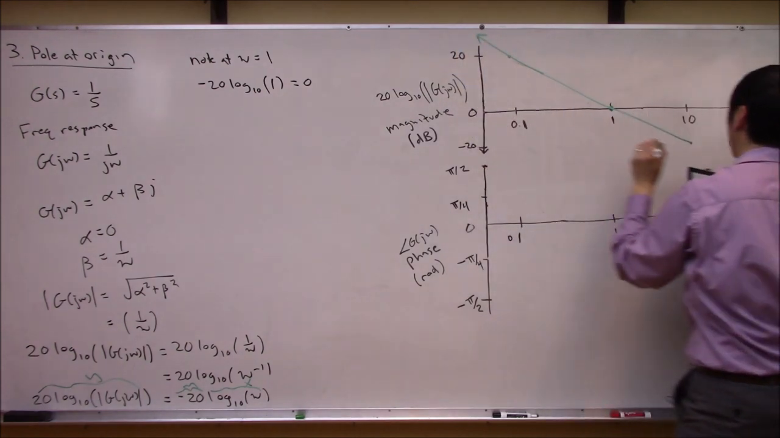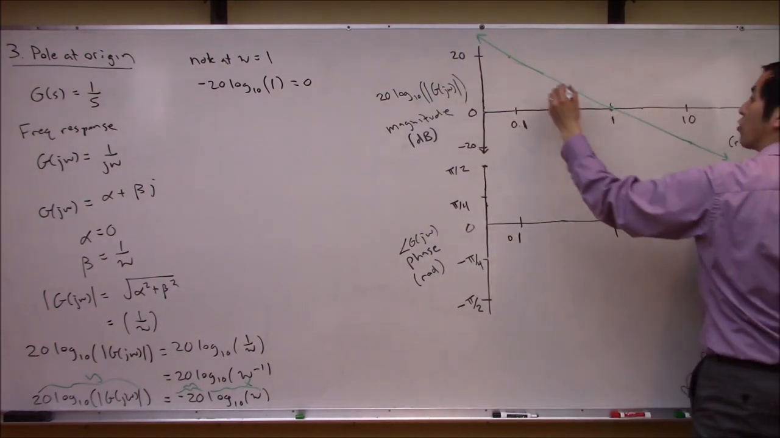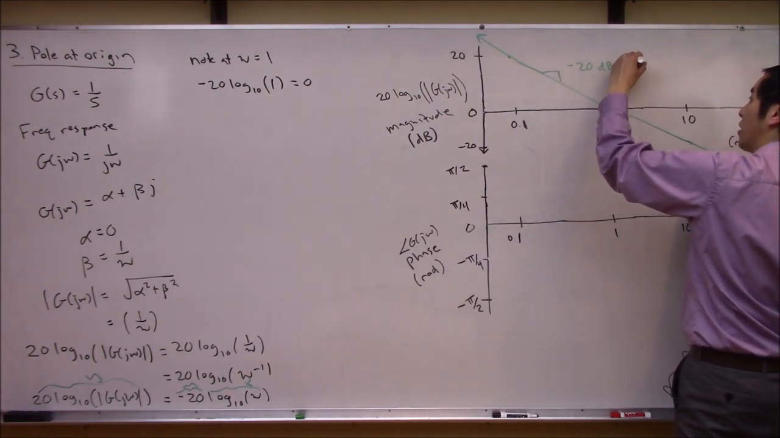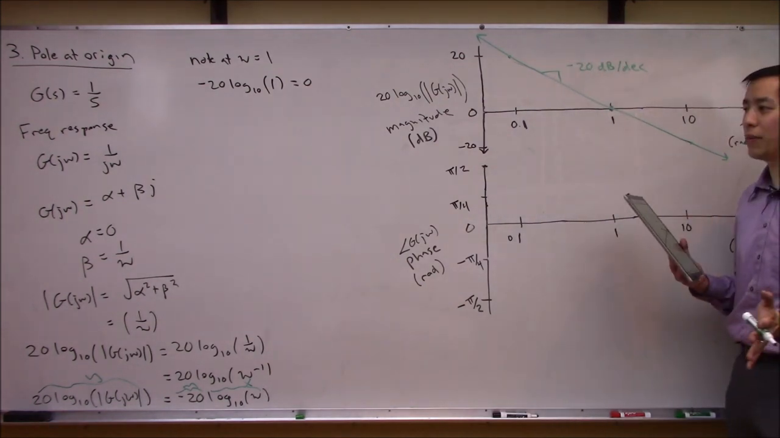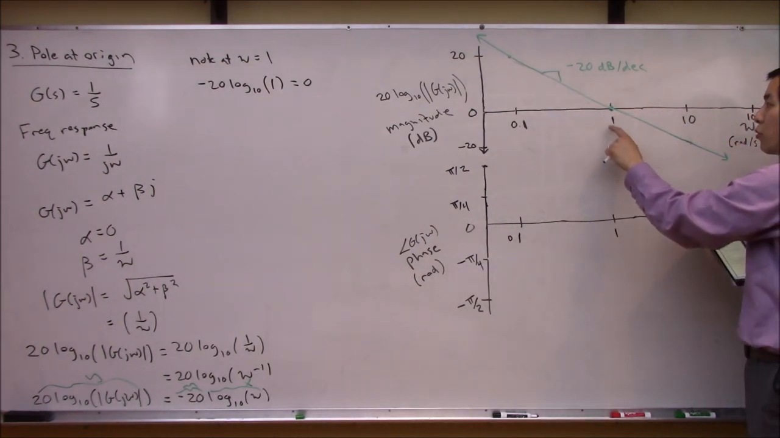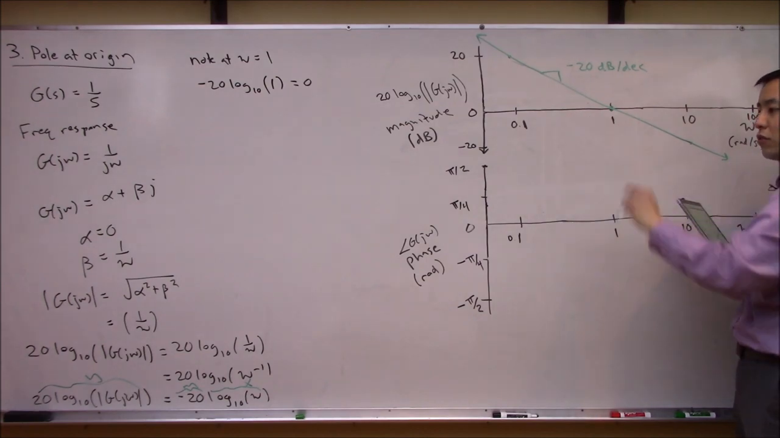Forever. And I'll just keep extending this here. The slope here is negative 20 decibels per decade. So there's no approximation. With the pole at the origin, it's a straight line which happens to go through the point 10 on the magnitude chart here.